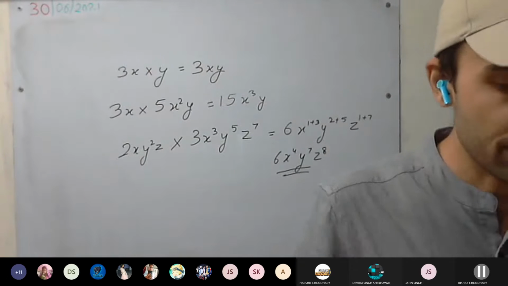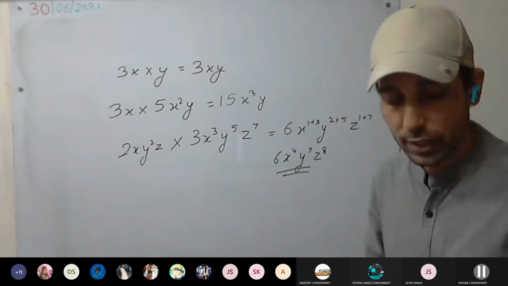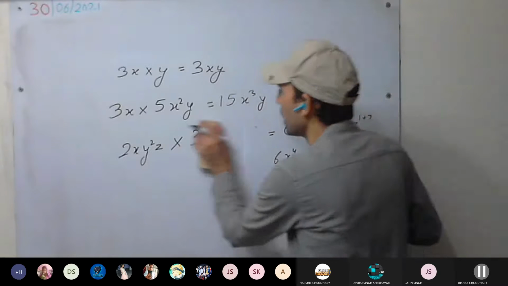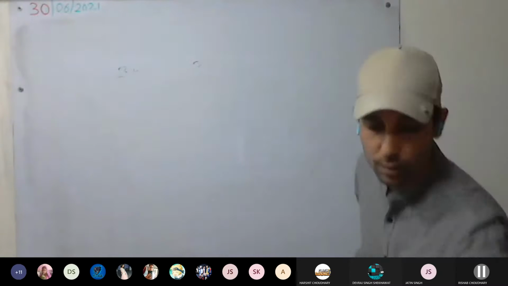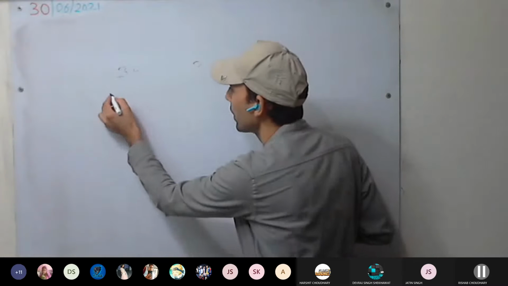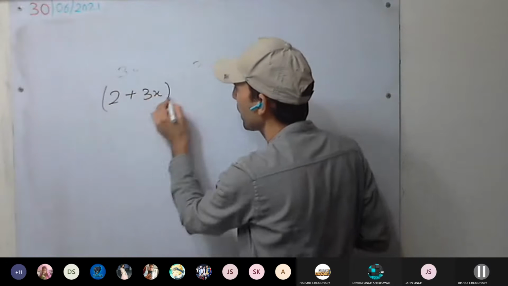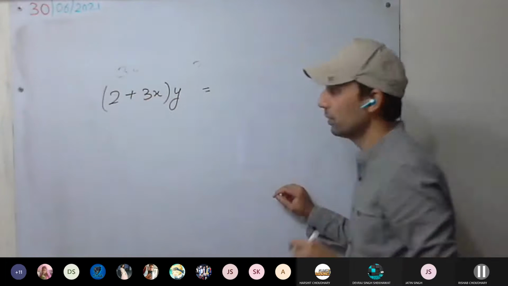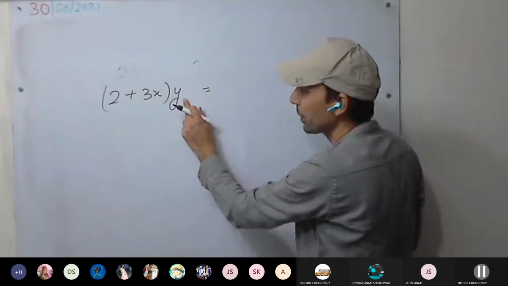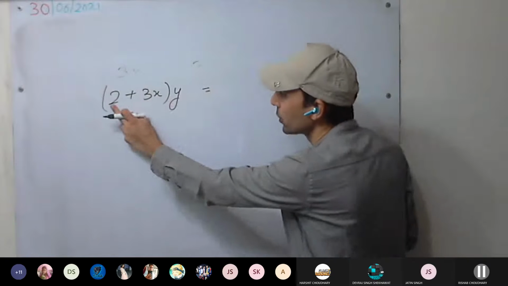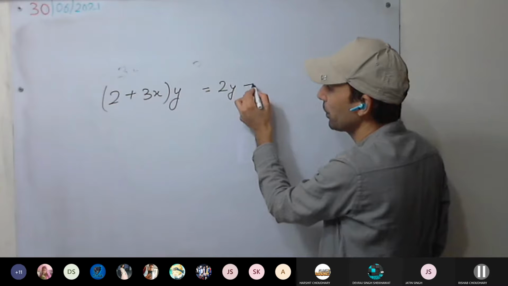The rest we will discuss afterwards, when binomials or trinomials are there. One more question let's do, and then we will start the exercise. If it is written 2 plus 3x multiplied with y, it means their sum is multiplied, so we can distribute it. 2 into y plus 3xy. Yes or no? 2y plus 3xy.